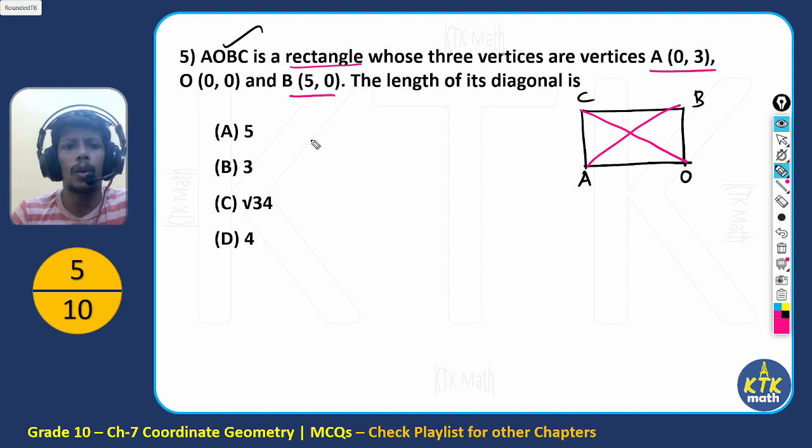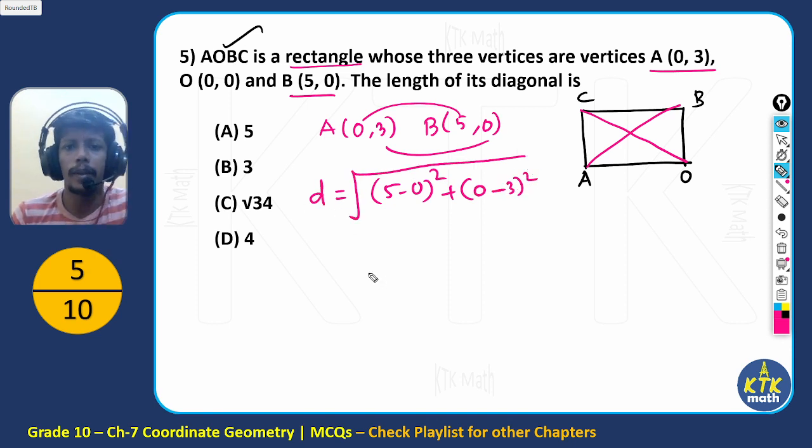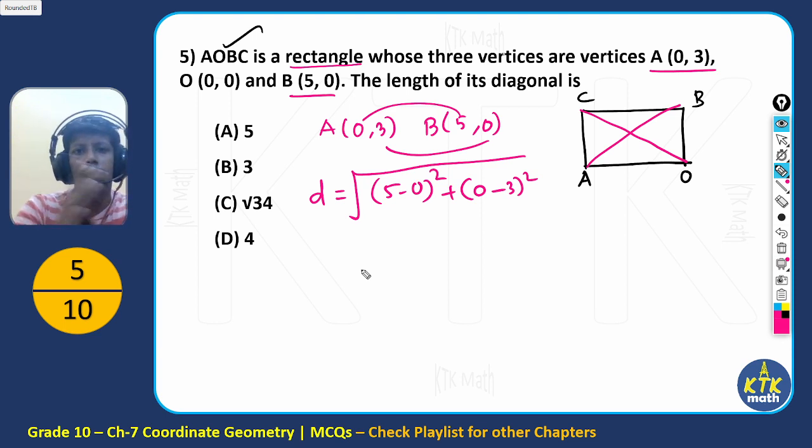So find AB alone. Your A is 0 comma 3 and B is 5 comma 0. So find the distance now: 5 minus 0 the whole square, first number minus first number, plus 0 minus 3 the whole square, and the root. I am finding the distance formula. Without writing x1, y1 and all, you can write directly first number minus first number, that is x2 minus x1 the whole square, and y2 minus y1 the whole square.